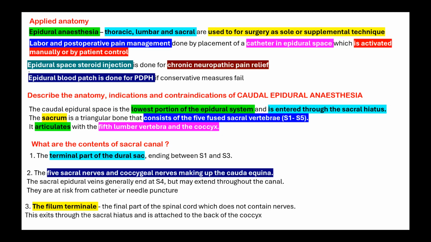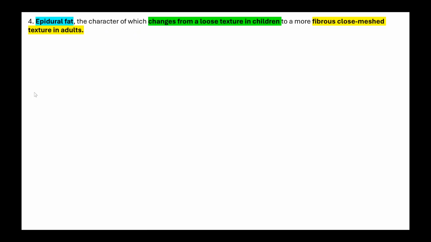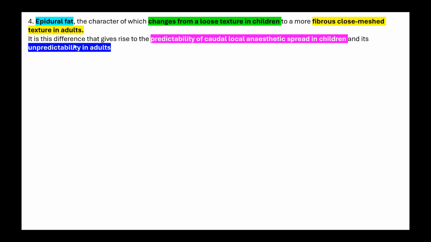The sacral epidural veins generally end at S4 but may extend through the canal, and they are at risk of catheter or needle puncture. And the filum terminale, the final part of the spinal cord, which does not contain nerves, exits through the sacral hiatus and is attached to the back of the coccyx. And epidural fat changes from loose texture in children to fibrous close mesh texture in adults, and this is relevant to the predictability of caudal spread.